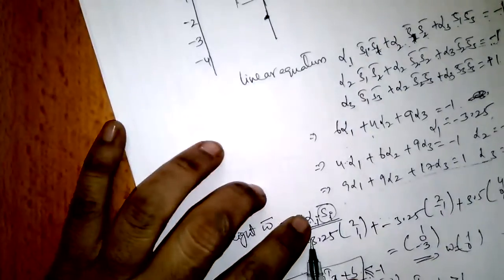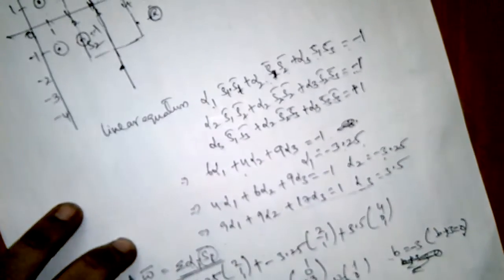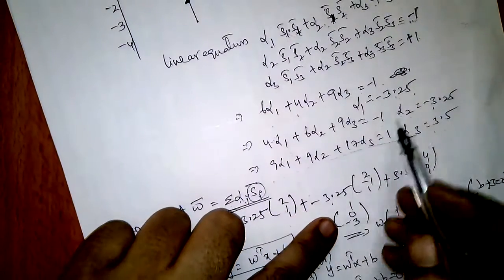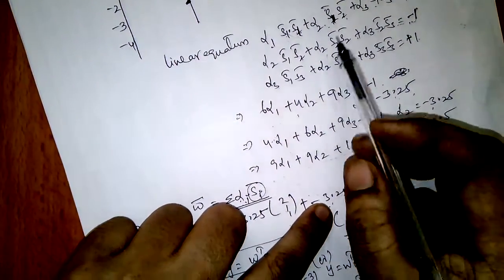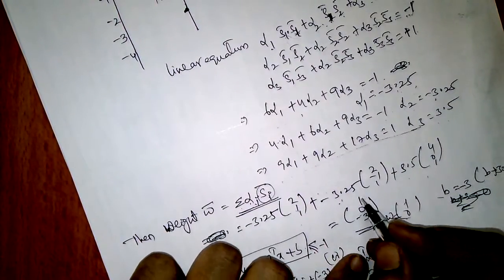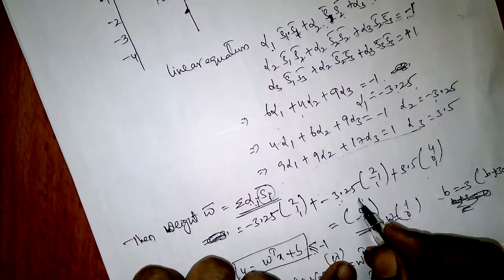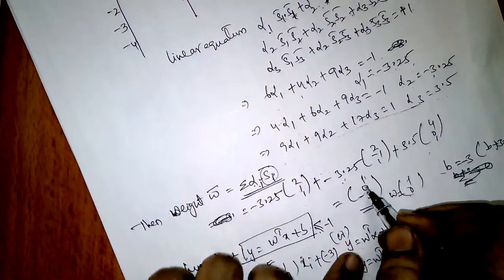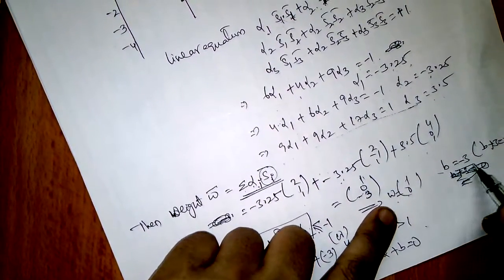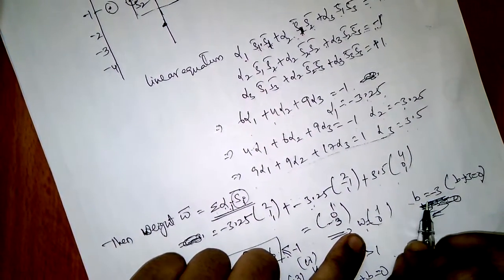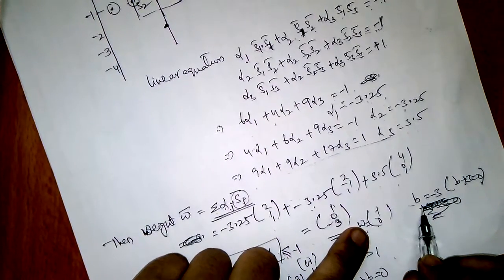Now alpha 1 is -3.25 times s1, which is 2, 1, 1. Next plus alpha 2, which is -3.25, times s2. Next alpha 3, which is 3.5, times the s3 value. After calculating this, we get 1, 0 and -3. Now you take 1, 0 as the weight value and -3 as the bias. So the weight value is 1, 0 and b is -3.